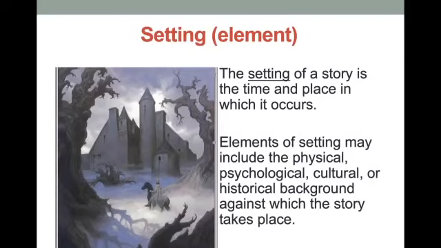So let's go ahead and start with our elements of literature. The setting of a story is the time and place in which it occurs. Now, elements of setting may include physical, psychological, cultural, or historical background against which the story takes place. So usually when we talk about setting in time and place, a lot of times we're talking about some sort of physical and historical background, but they can also include the psychological and cultural backgrounds.